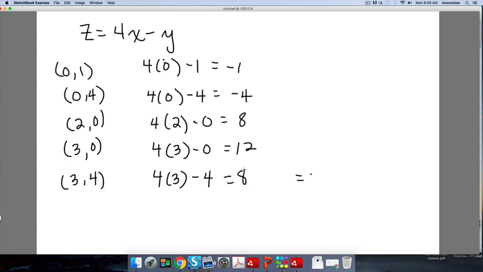Oops. Also 8. So out of these numbers, which is the smallest? The minimum is negative 4, and it occurs at the point (0,4). And there's the review for the final.